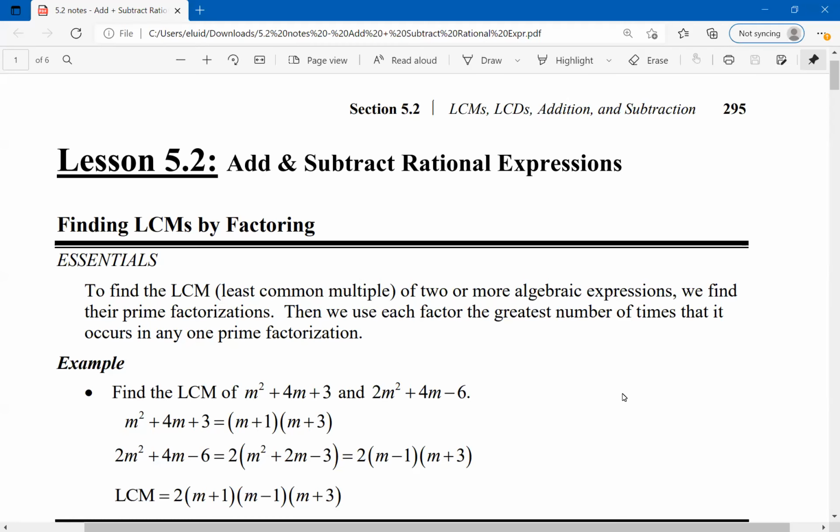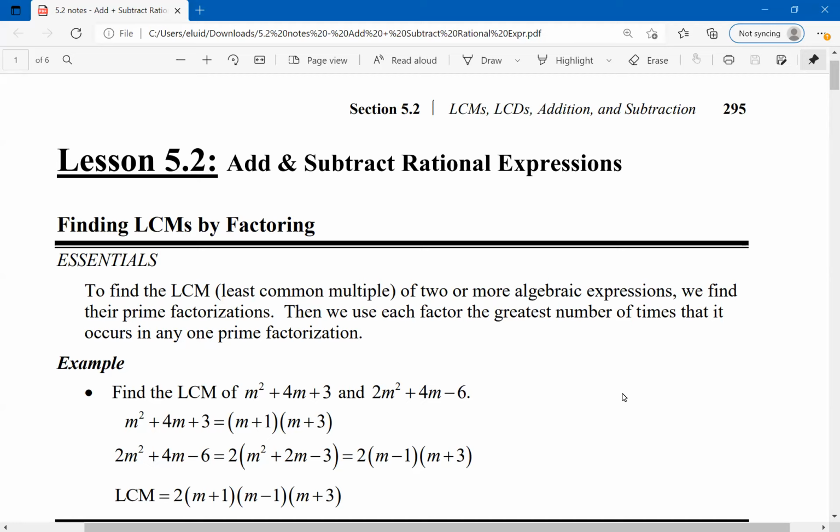Hi everyone, this is lesson 5.2, adding and subtracting rational expressions. And actually we'll start with reviewing or learning about LCMs and LCDs first. So LCM stands for least common multiple and LCD stands for least common denominator.